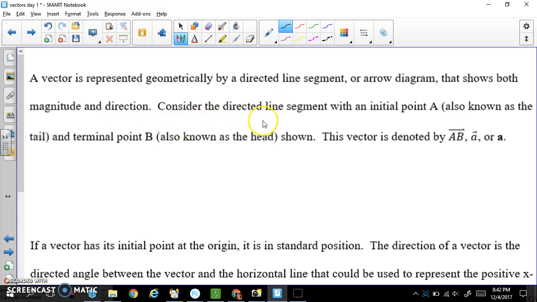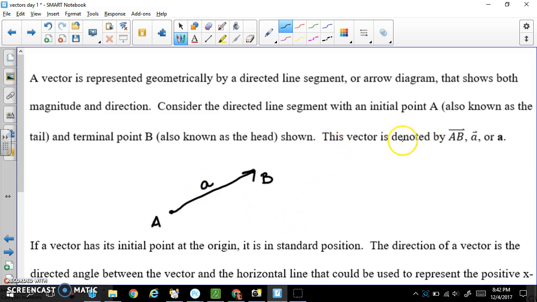Consider the directed line segment with an initial point A. So here I have an initial point A, also known as the tail, and terminal point B, also known as the head. So a directed line segment means that I have a line from A to B, and it's got a direction, so that's what the arrow is. And I'm going to label this as little a.